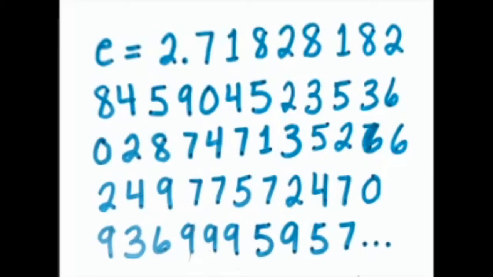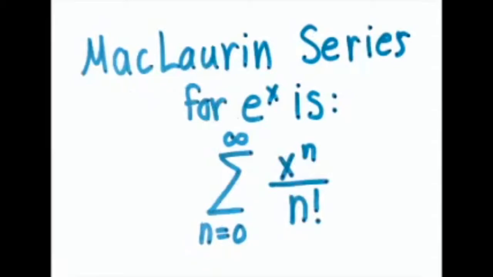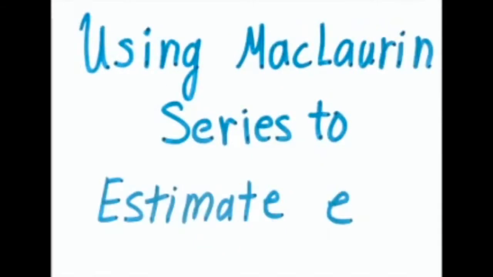So the Maclaurin series for e to the x actually has a very clean representation. It's just the sum from n equals 0 to infinity of x to the n over n factorial. And in this particular case, since the series converges everywhere, it means that the series actually equals the function. So we can use the Maclaurin series to estimate e to any exponent. But since the Maclaurin series is expanded about x equals 0 by definition, the closer the exponent is to 0, the faster the series will converge to the actual value of the function.